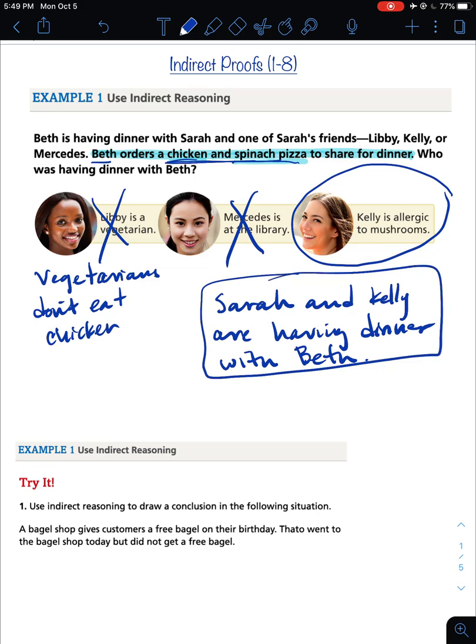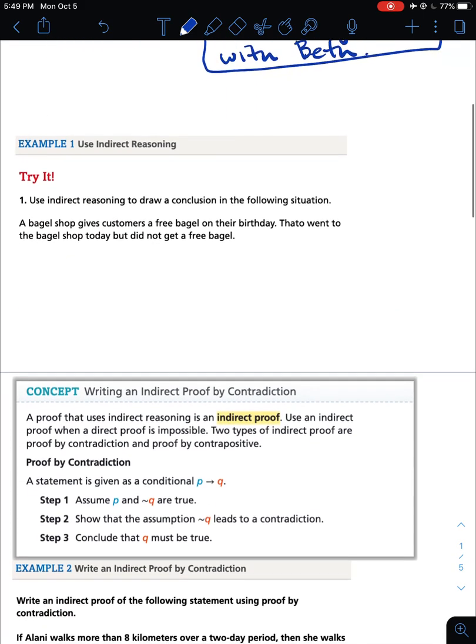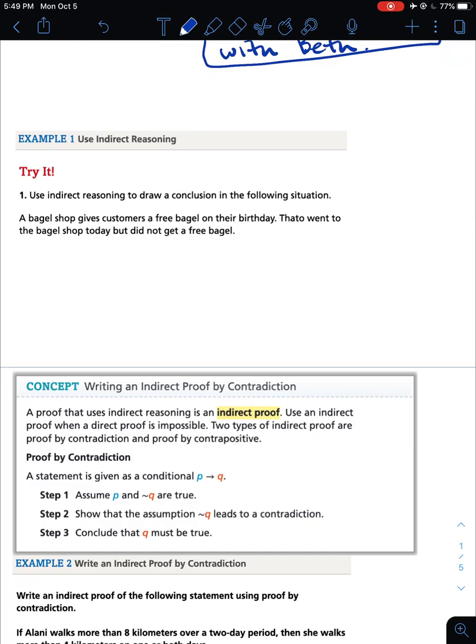Okay, so try it. Let's do example number 1. Go ahead and try it on your own. Pause the video and try it.